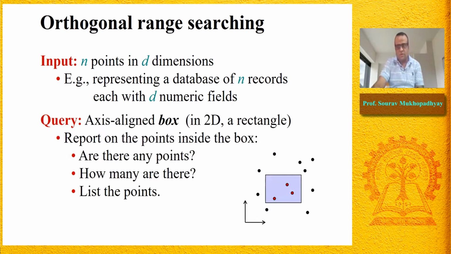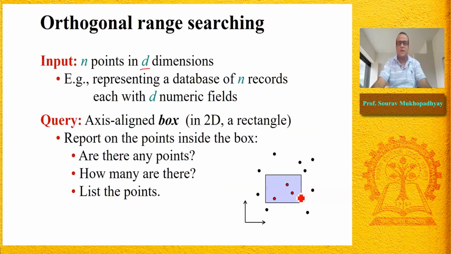So given this box, suppose this is 2D, this could be any dimension. It could be 1D, 2D, depending on the value of this D. So suppose we have a 2D range search. So we have a box for 2D range. We have an orthogonal box which is parallel to the axes. Now the query is, there could be many queries we can do. Are there any points in this box?